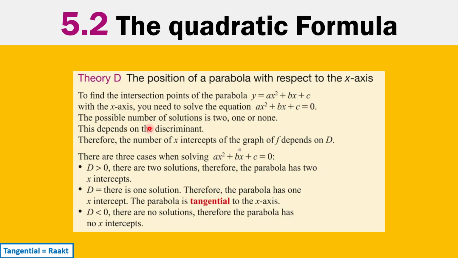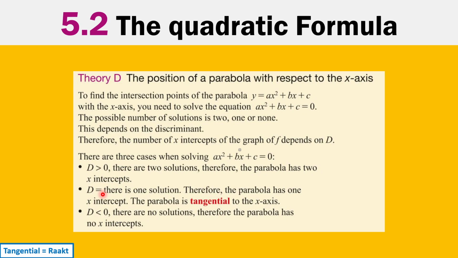And if I'm now going to take a look at what we discussed earlier with the discriminants, we said that if the discriminant has a certain value, I can then predict how many solutions it has, right? So if D was bigger than 0, it had two solutions. In this case, it means that the parabola has two x-intercepts. I'm going to show you in the next slide what this actually means.